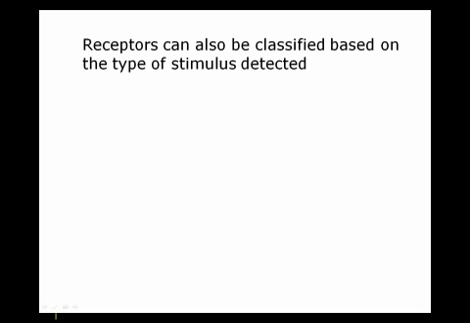Receptors can also be classified based on the type of stimulus that is detected. For example, a chemoreceptor detects the presence of a specific chemical. We'll see some examples of these. Smell receptors and taste receptors are examples of chemoreceptors, but there are also chemoreceptors other places. For example, in the walls of arteries that detect the concentration of carbon dioxide versus oxygen. This would also be chemoreceptors. A photoreceptor detects specific photons of light.